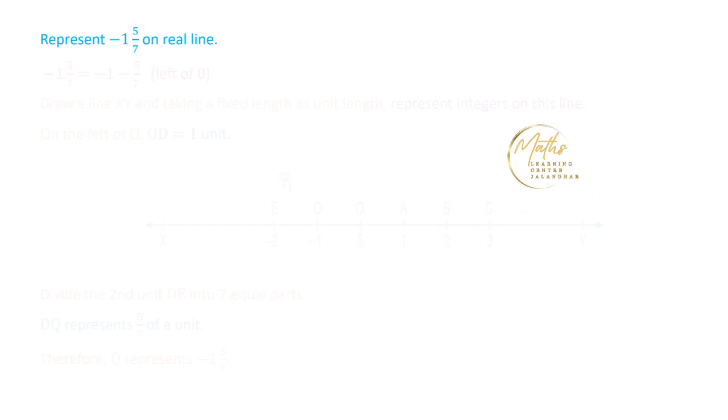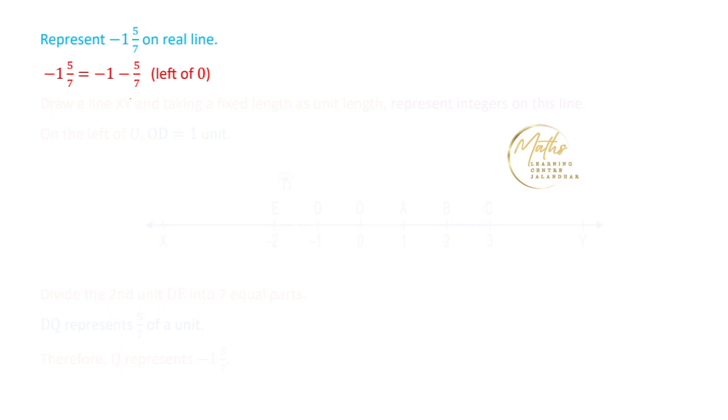Next we have to represent the number minus 1 whole 5 by 7 on the real line. If we look at this number, we can write it as minus 1 minus 5 by 7. What this number represents is that we are moving towards the left. We have to move 1 unit towards the left, then in the next interval we have to move 5 by 7 units towards the left.